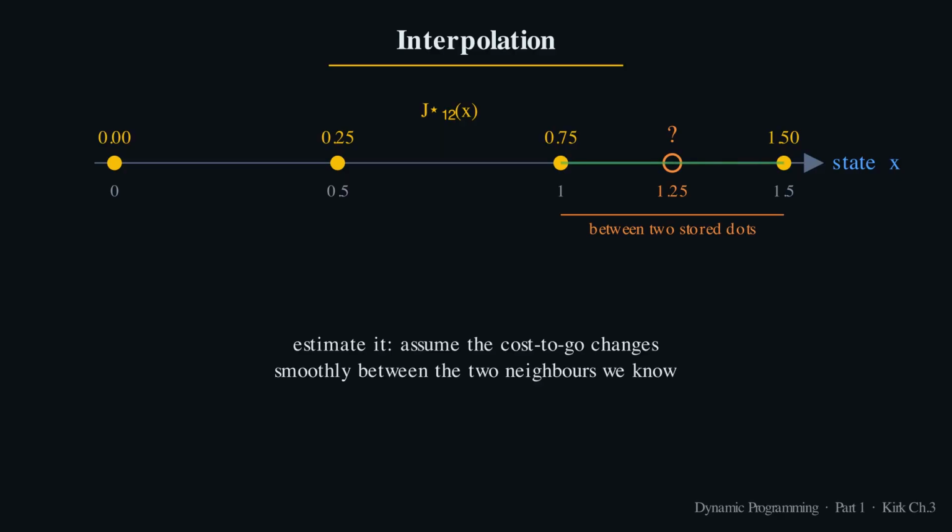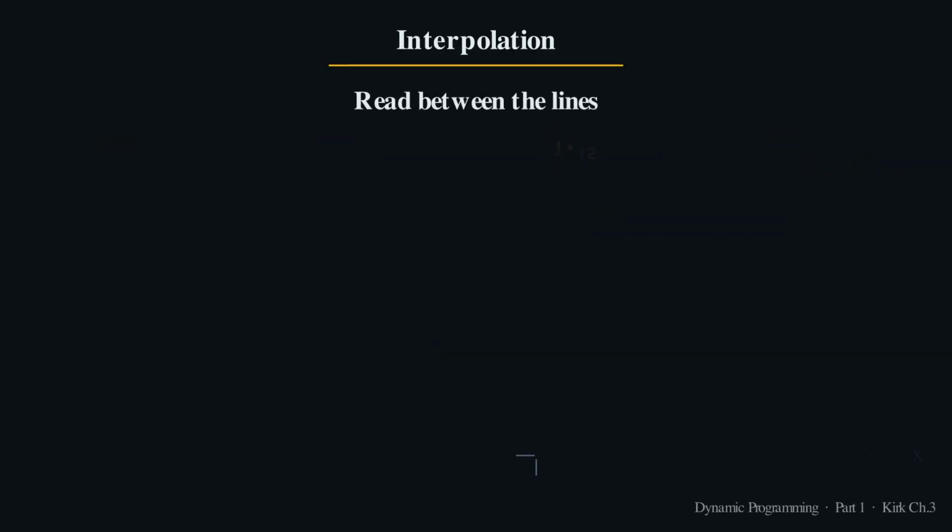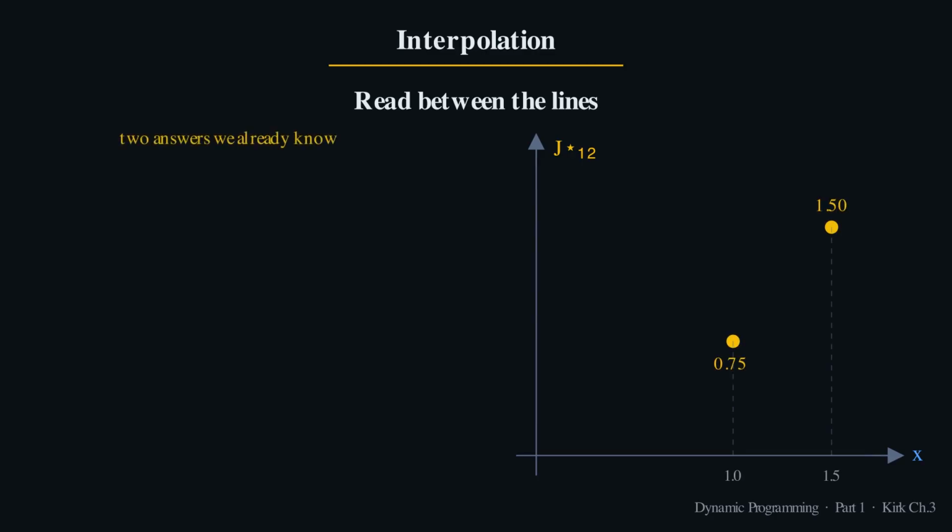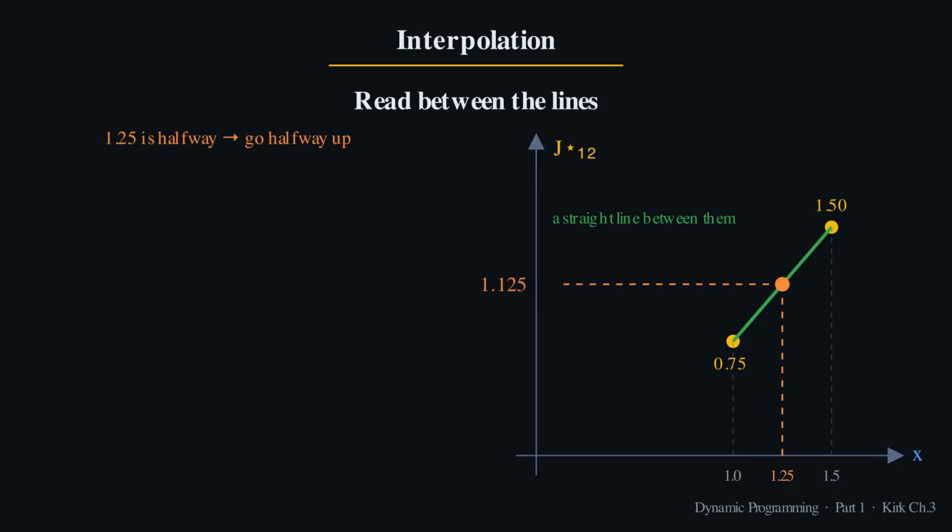So what do we do? We estimate. We assume the cost to go changes smoothly between the two neighbors we already know. So we just draw a straight line between them and read our answer off that line. Watch. At state 1, the stored cost to go is 0.75. At state 1.5, it's 1.5. Our query 1.25 sits exactly halfway between those two.